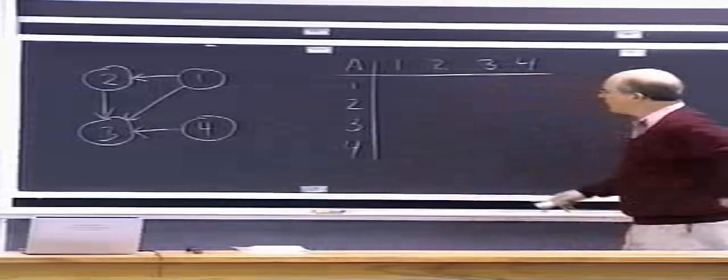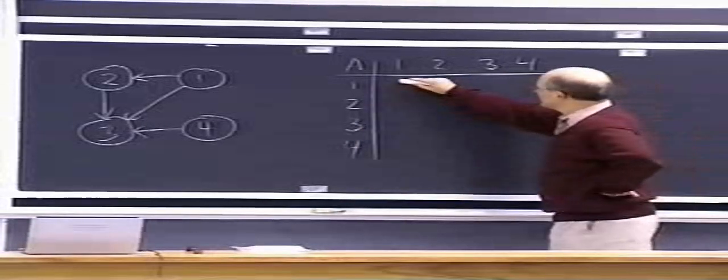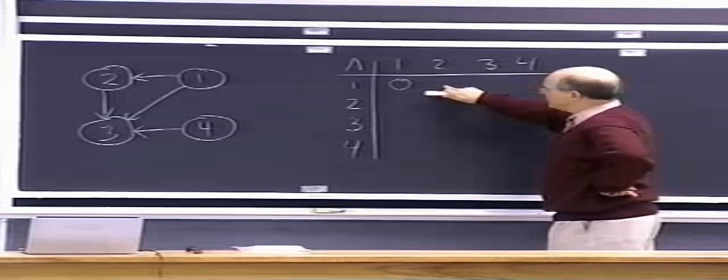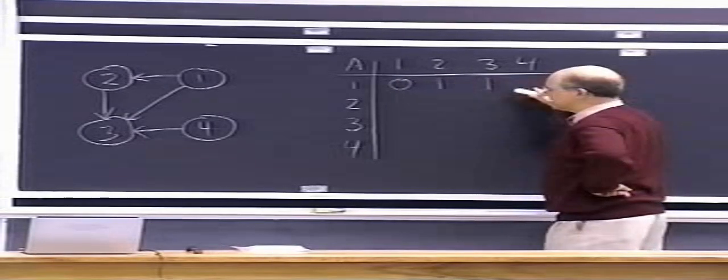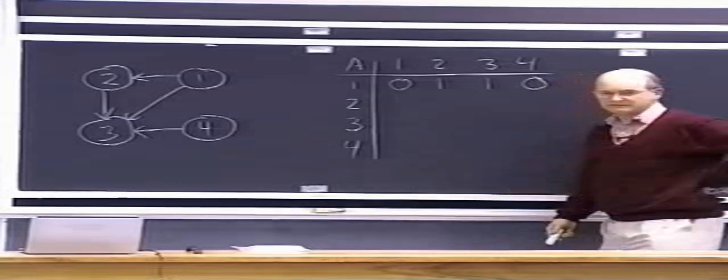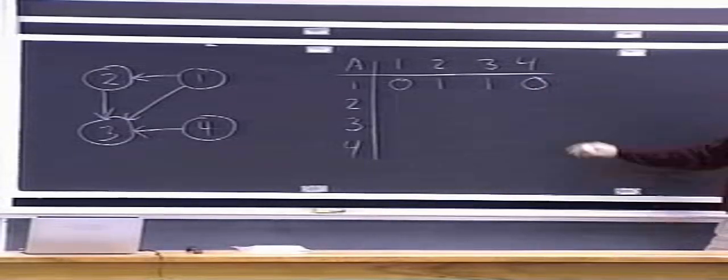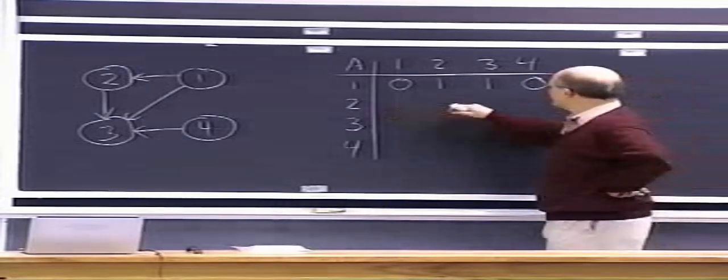Okay, so let's see. So 1 is not connected to 1. Okay, 1 is connected to 2. 1 is connected to 3. And it's not connected to 4. Okay, so pretty straightforward. 2 is connected only to 3.